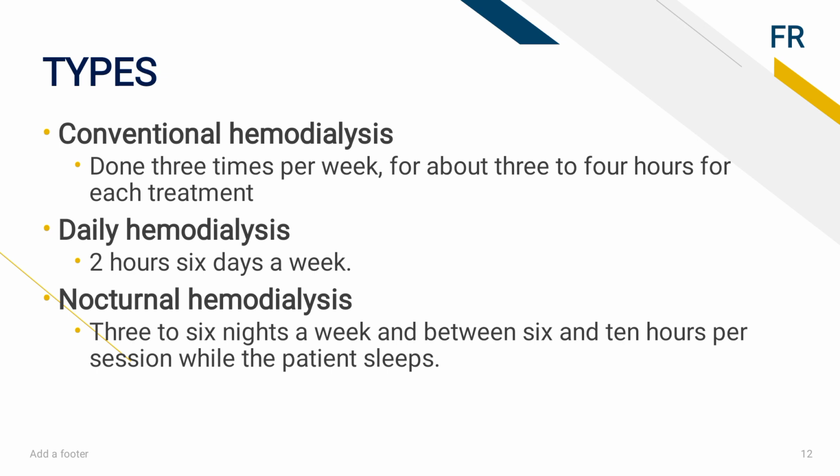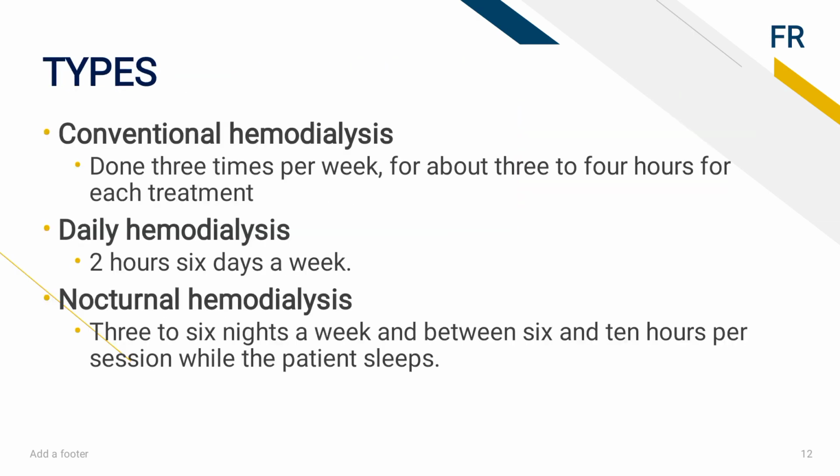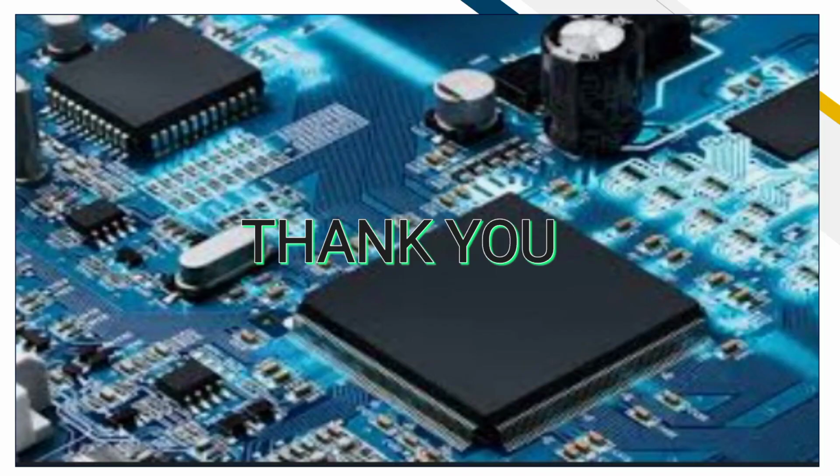In daily hemodialysis, they need to take it daily, around 2 hours, 6 days in a week. And for nocturnal, they have to take it about 3 to 6 nights a week, between 6 and 10 hours per session, usually while the patient sleeps, because for this hemodialysis we have seen the catheter, right? Those persons with daily hemodialysis usually keep this catheter. And if the person gets a permanent kidney transplant, the process of hemodialysis ends there. So guys, thank you. This is what a hemodialysis machine does, and thank you.